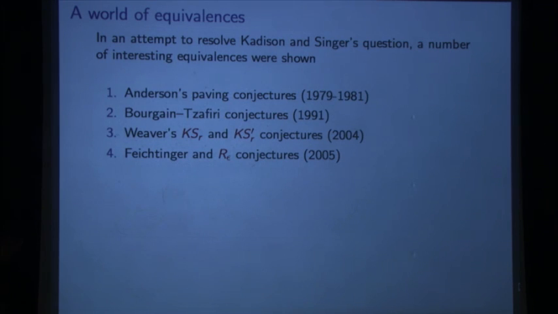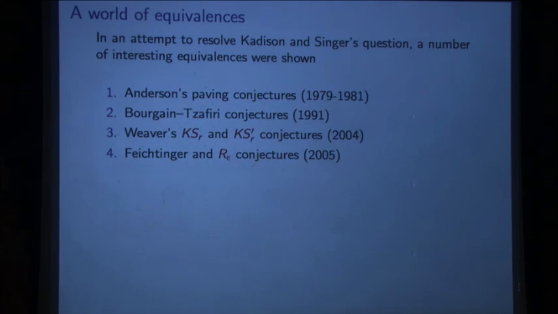Okay, so in an attempt to resolve Kadison and Singer's question, a number of interesting equivalences were shown. One of which was known as Anderson's paving conjectures. Bourgain and Tzafriri began working on this and came up with their own set of conjectures in 1991. Weaver was working on this and came up with what he called the KS_r and KS_r prime conjectures.